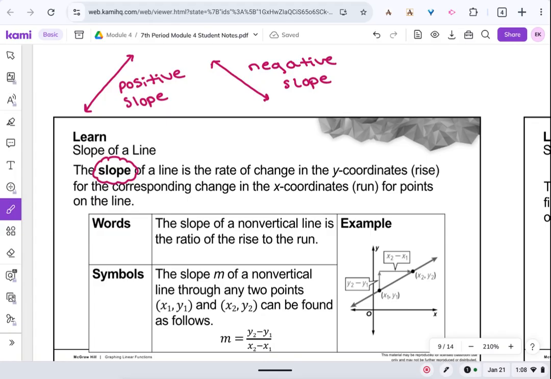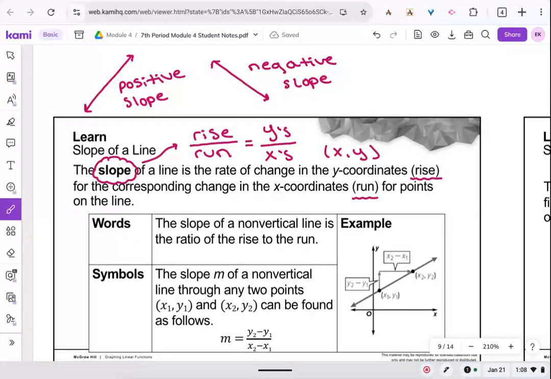So slope is looking at the rate of change in the y-coordinates. They refer to this as the rise for the corresponding change in the x-coordinates, which is the run. So anytime we hear slope, a lot of times people will refer to this as rise over run. Now with this, rise is our y-coordinates and run is our x-coordinates, or our y numbers and our x numbers. Just to take another step back, when we're referring to ordered pairs, our x numbers are first and our y numbers are second.